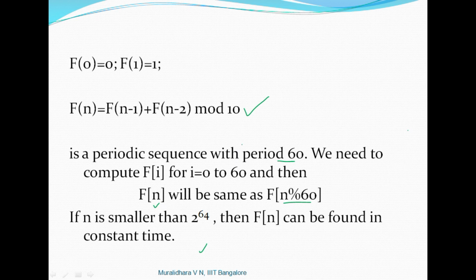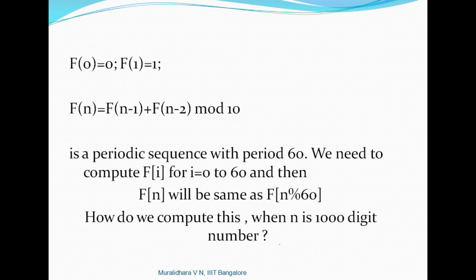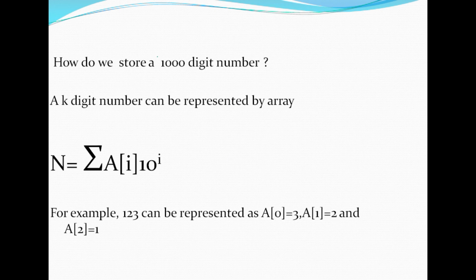But how do we compute this sequence if n is a very large number? Can we compute this when n is, let's say, a 1000-digit number? Then n mod 60 doesn't make sense directly, because a 1000-digit number cannot be represented as an integer. So the question is, how do we represent a 1000-digit number in the computer? In other words, what kind of data structure can we use to store a 1000-digit number?